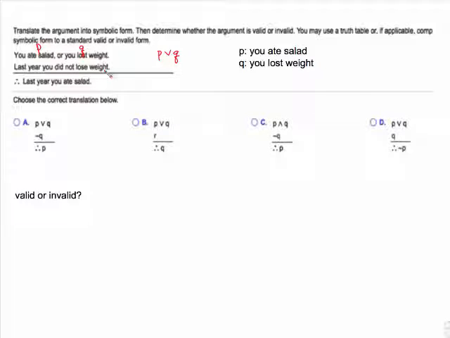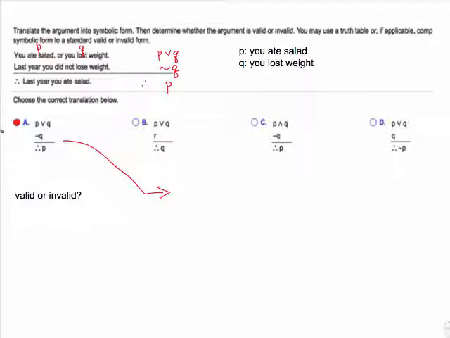This says you did not lose weight. That's a negation of Q, so this is not Q. And then therefore, last year you ate salad, which is P. So do we see that anywhere? And it's right here. To determine valid or invalid, we're going to have to take this and write it together as one whole compound statement.